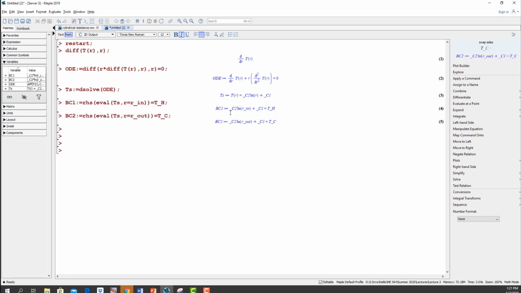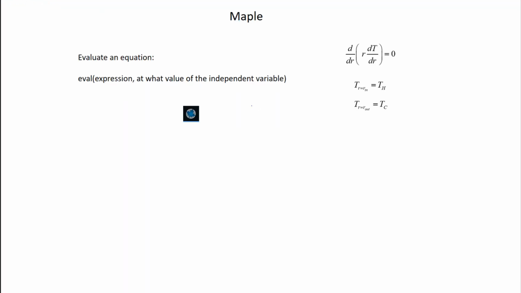Actually, it wouldn't if I didn't get rid of these underscores, but once I got rid of these underscores, it would. If I actually want an explicit expression, a symbolic expression for C1 and C2, then I need to do a little bit of algebra. And it turns out Maple is also really good at doing algebra, right? So we can use Maple for that as well. Let's go back and see how we do that.